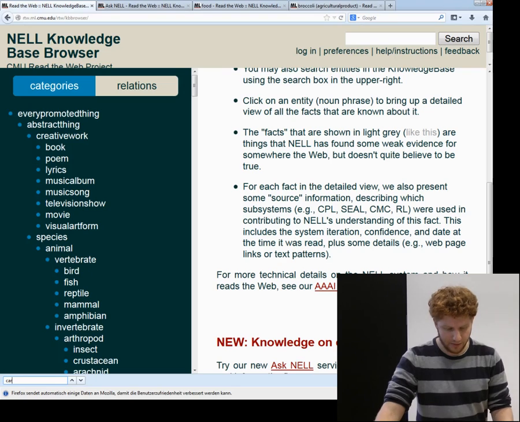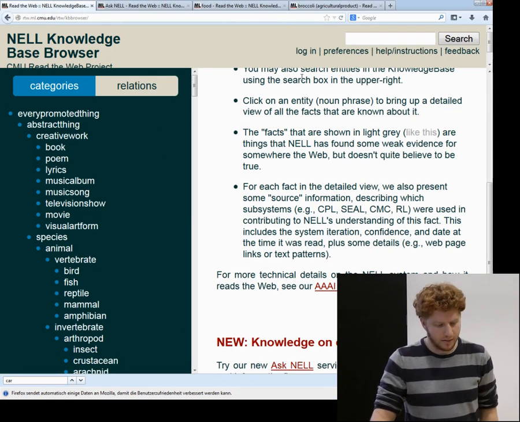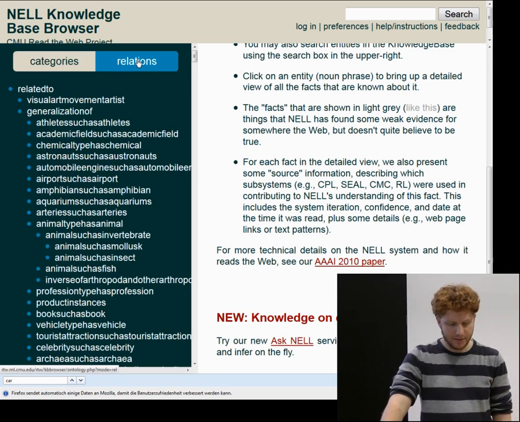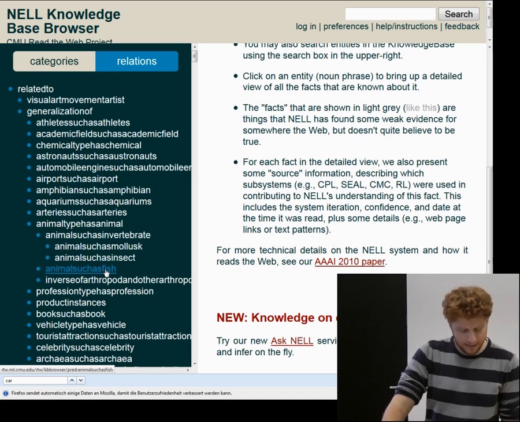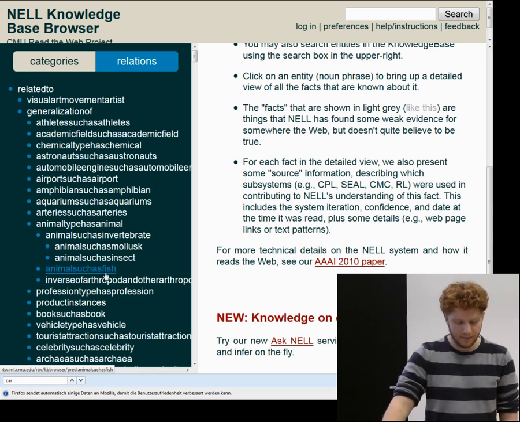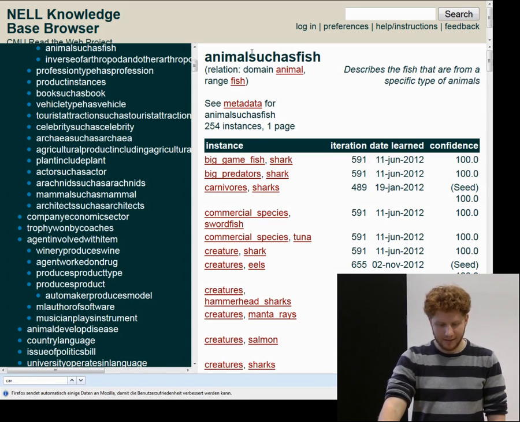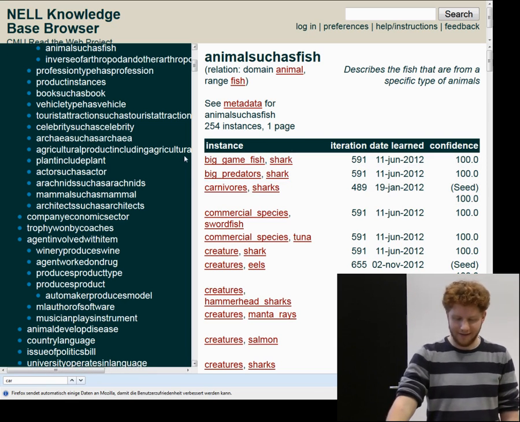I will show you some of the data we can see on the web page of NEL. There is this knowledge base browser where we can look at the categories and relations. For example, we can see an animal, some facts, some elements that are a fish and an element. Yes, a shark is a fish and an animal.